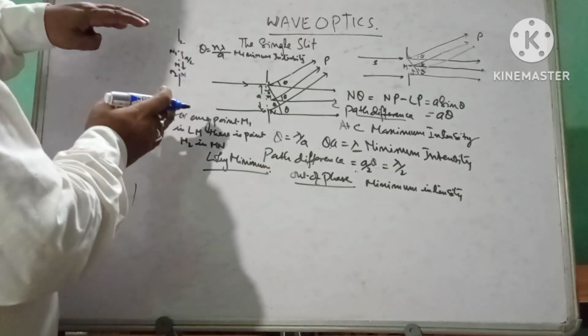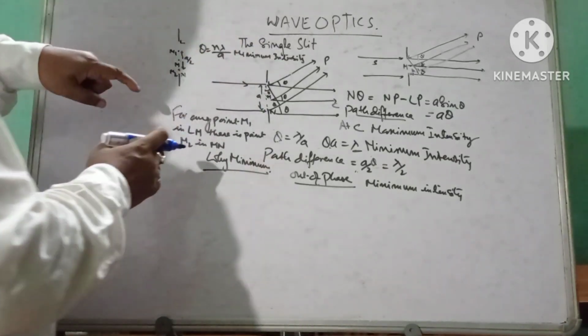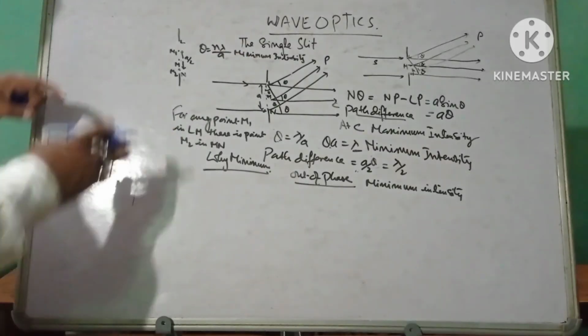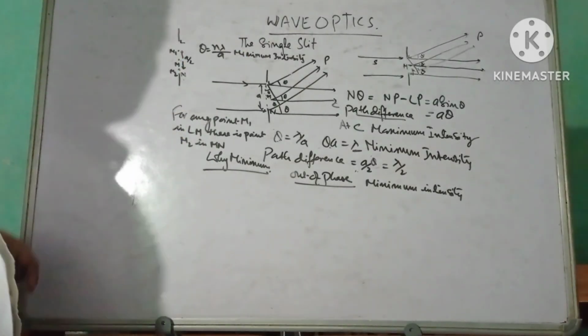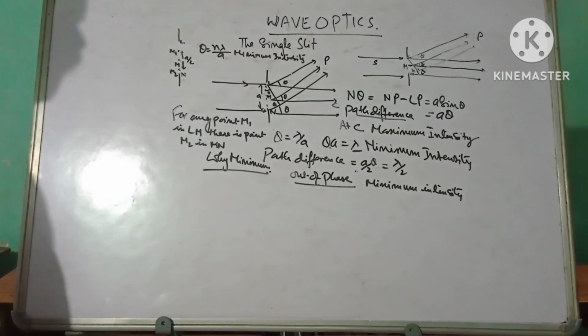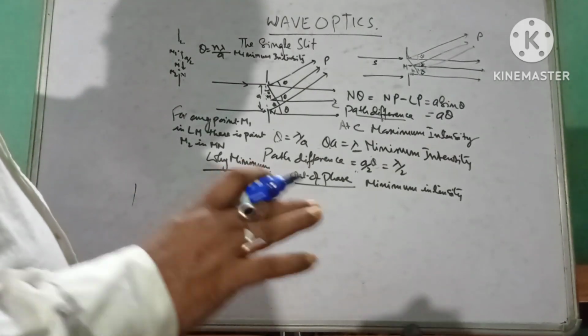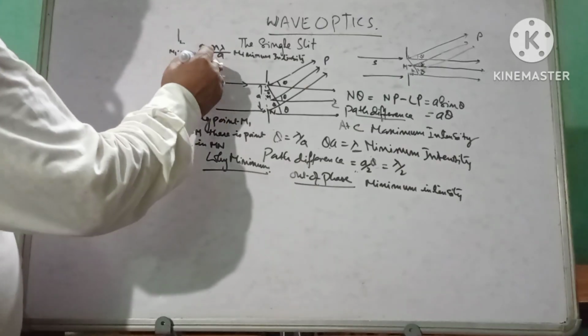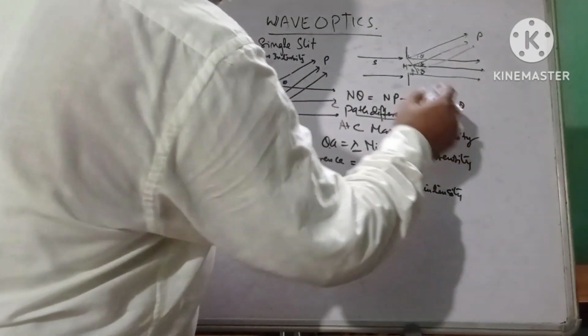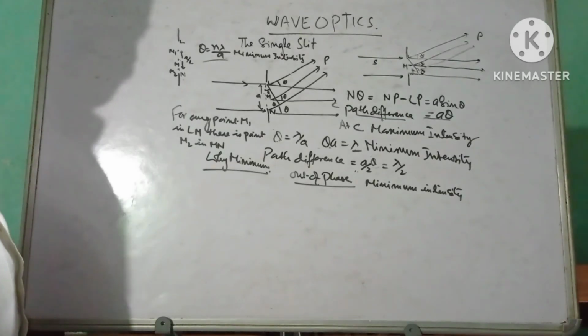Because the two light waves reach point P out of phase, they cancel out and the intensity is minimum. Remember what I want to tell you, what is given in your book. This has already been told to you. Next, the path difference formula has already been created for you.